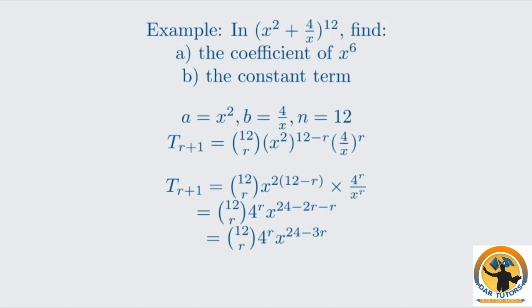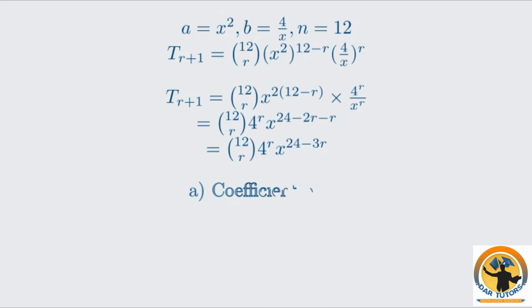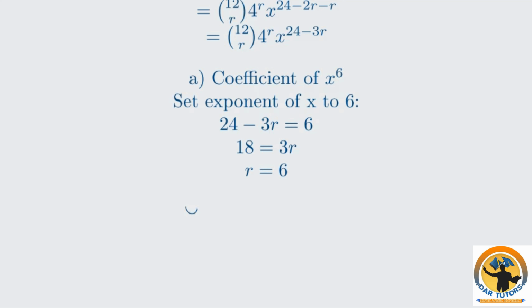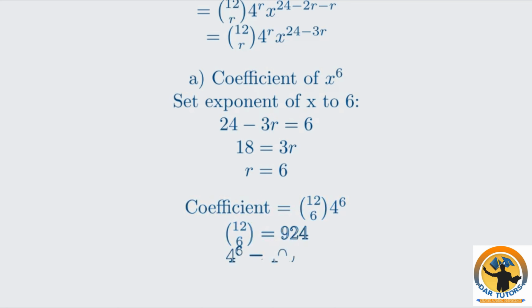Part A asks for the coefficient of x to the power of 6. This means the power of x in our general term must be 6. So we set the exponent 24 minus 3r equal to 6. Solving for r, we find that r equals 6. Now we substitute r equals 6 back into the coefficient part of our general term. The coefficient is 12 choose 6 times 4 to the 6. Calculating this gives us 3,784,704.